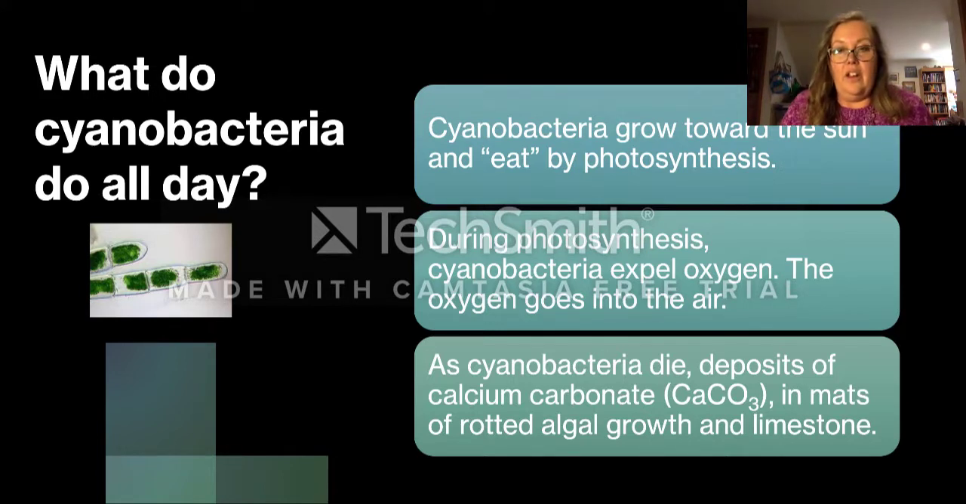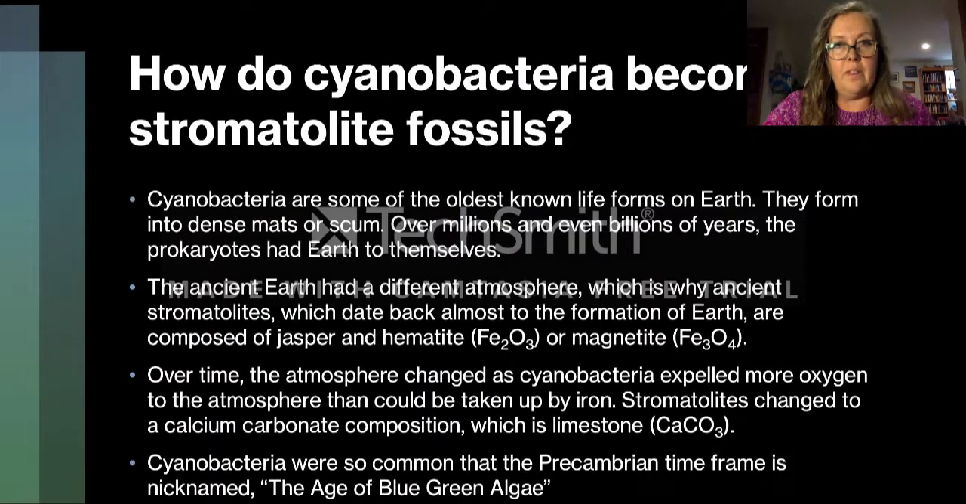And that can combine as well with calcium carbonate, which can settle down into that, and that can form a layer or a mat of rotted algae growth and limestone. And as we can see, that can build up over time into a fossil. So this is the crucial part of how cyanobacteria become stromatolite fossils.